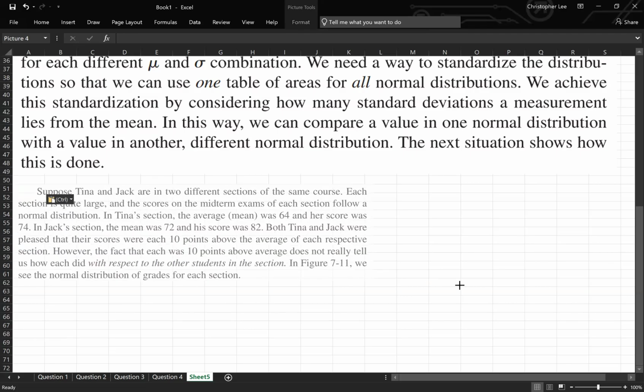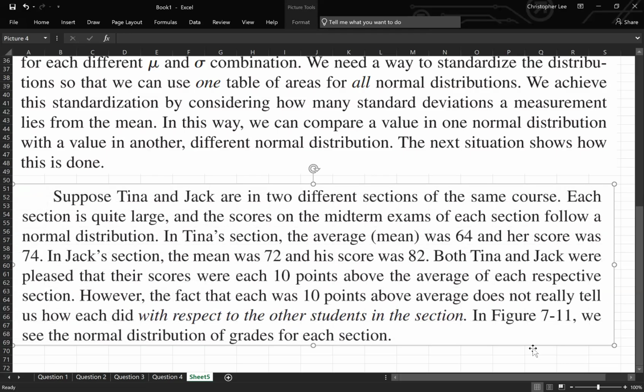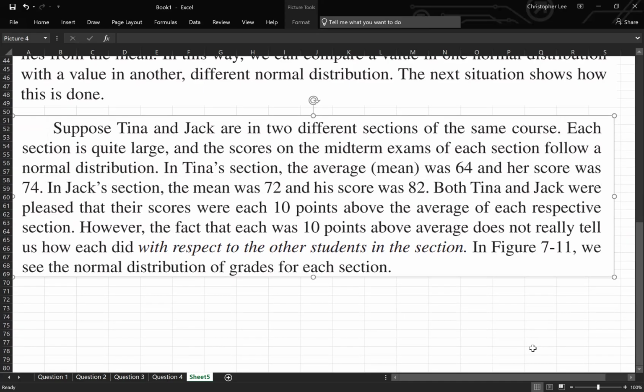Suppose Tina and Jack are in 2 different sections of the same course. Each section is quite large, and the scores on the midterm exams of each section follow a normal distribution. In Tina's section, the mean was 64 and her score was 74. In Jack's section, the mean was 72 and his score was 82. Both Tina and Jack were pleased that their scores were each 10 points above the average for each respective section. However, the fact that each was 10 points above the average does not tell us how each did with respect to the other students in the section. In the next figure, we will see the normal distribution for grades of each section.